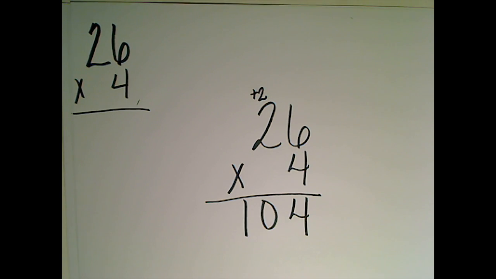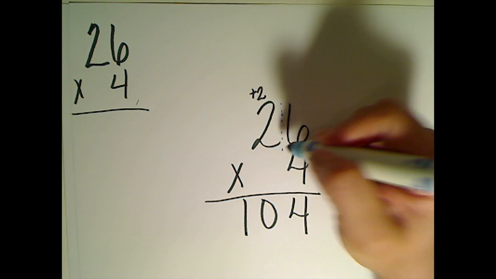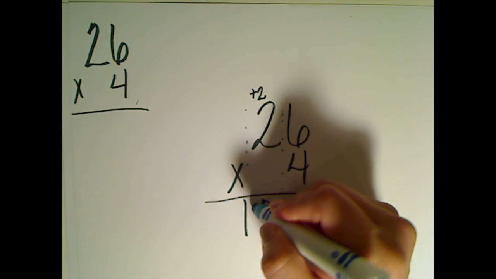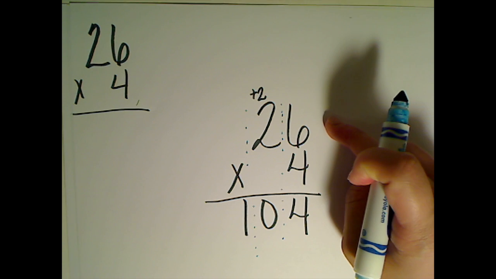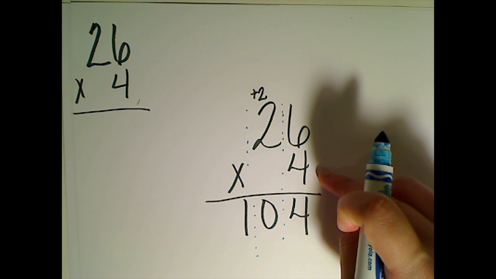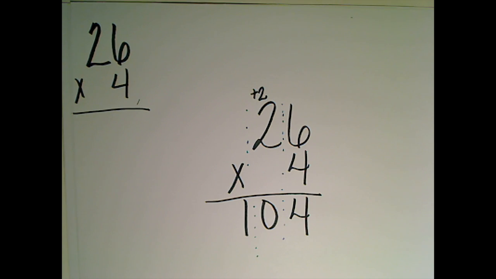Making sure, guys, notice that my place values are aligned. And we went from a 2-digit factor and a 1-digit factor, but our product has 3 digits. That's the beauty of multiplication.